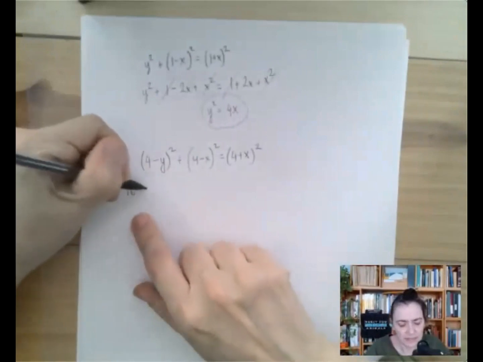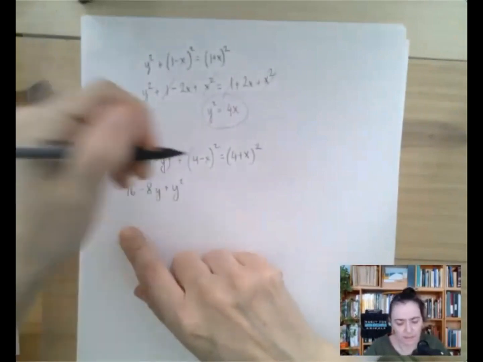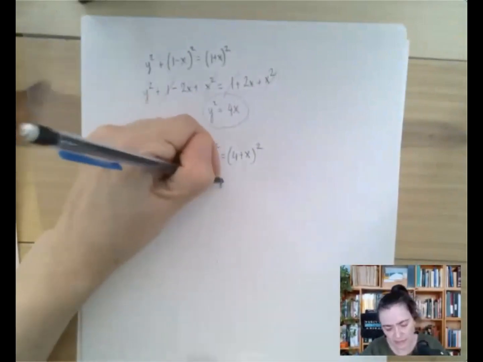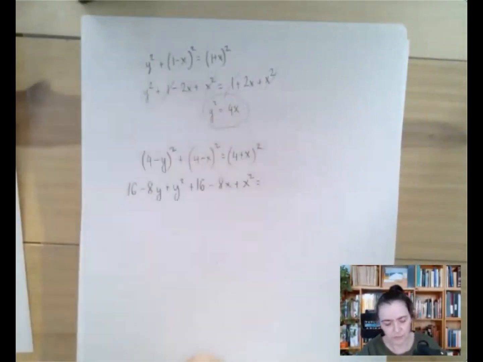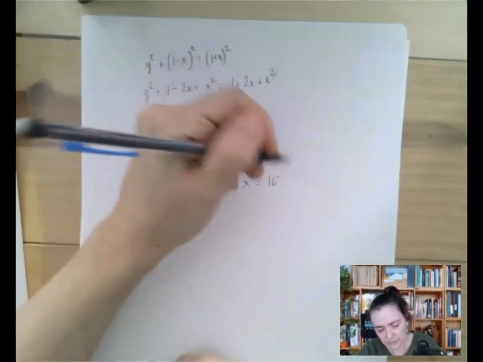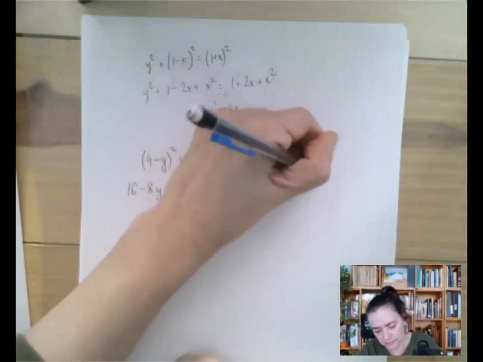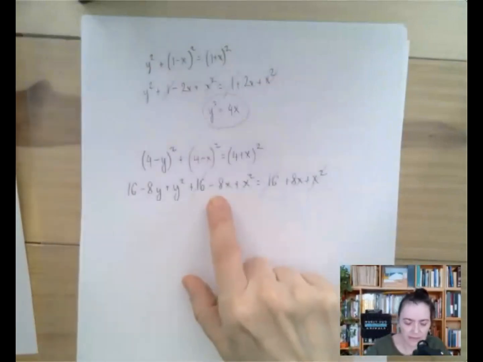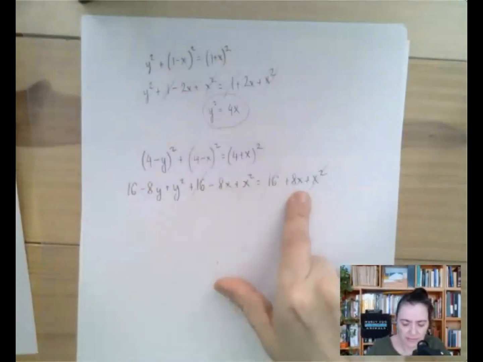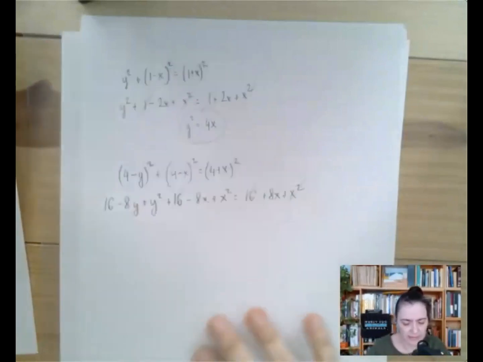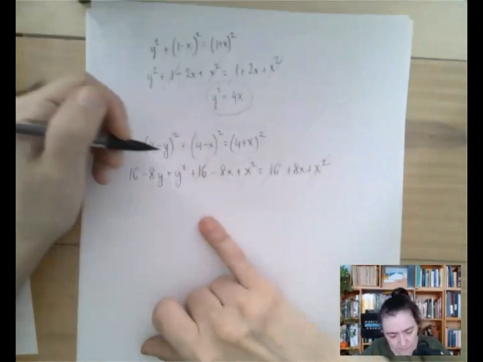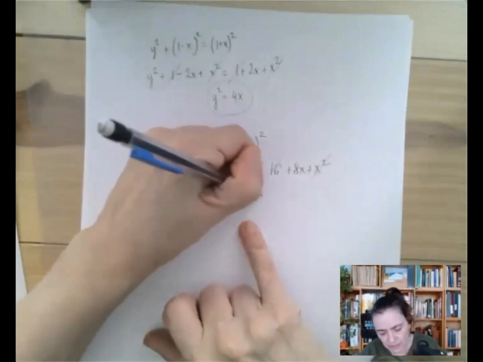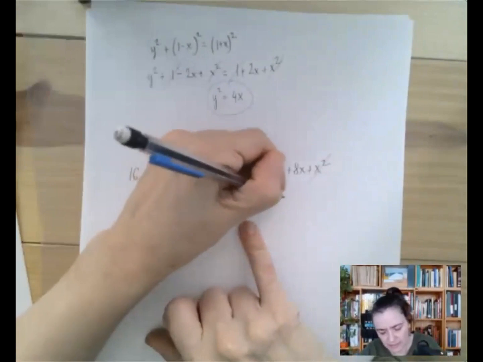So we have 16 minus 8y plus y squared plus 16 minus 8x plus x squared equals 16 plus 8x plus x squared. 16 cancels, x squared cancels. And then there's a minus 8x here and a plus 8x. Let's add 8x to the other side. Then we're left with y squared minus 8y plus 16 equals 16x.